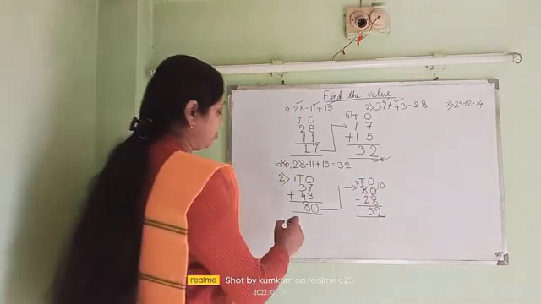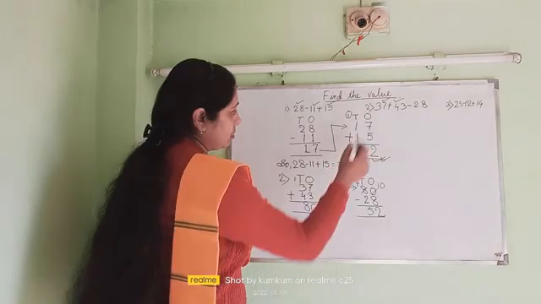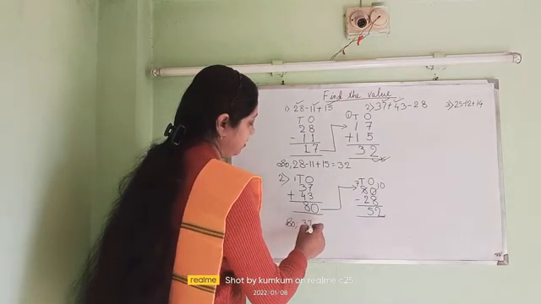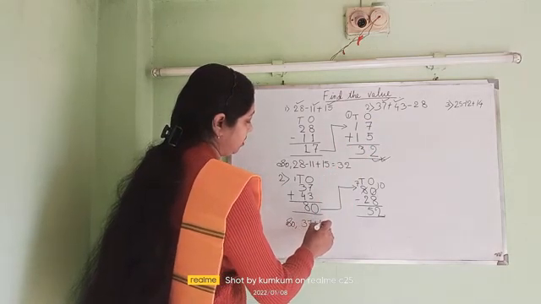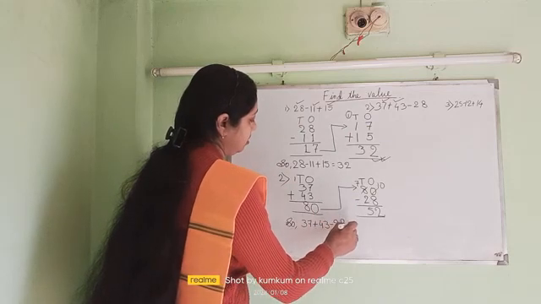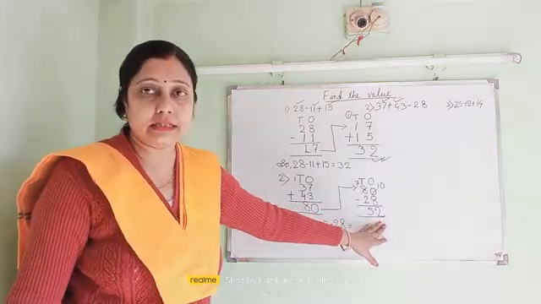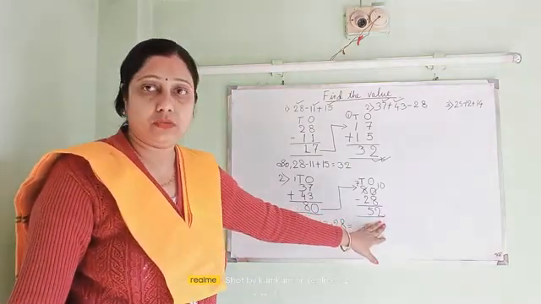Now below, what should you write? We are copying the question: 37 plus 43 minus 28 equal to, the last answer is your final answer, that is 52.